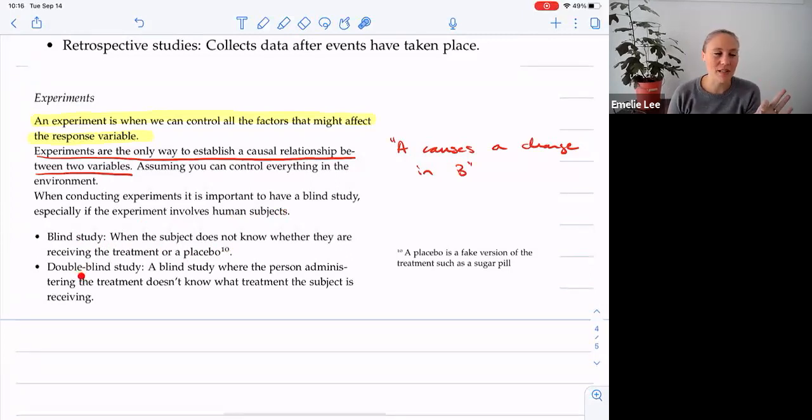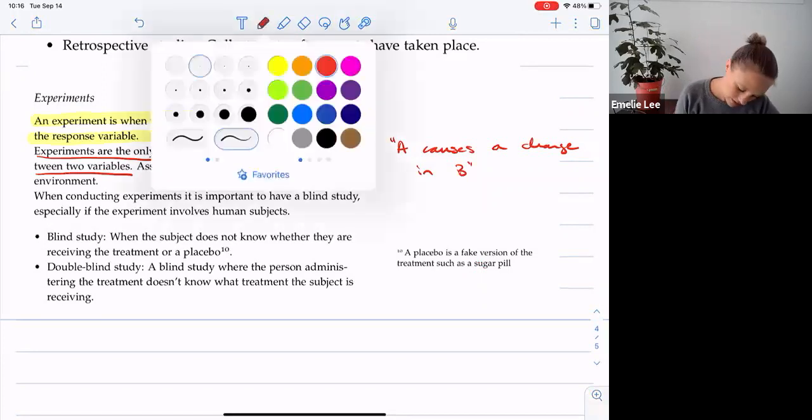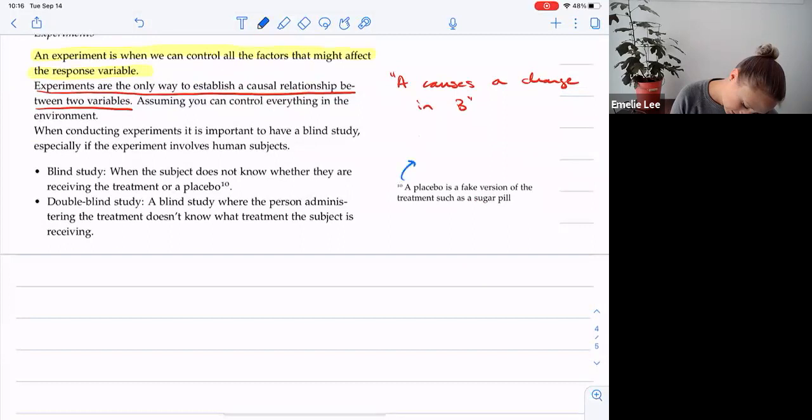Ideally, you would have a double-blind study. Now, a double-blind study is where the nurse also doesn't know what she's giving, right? And the benefit of that is she might be, or they, I should say, they might be treating the subject differently if they know that they're giving the treatment or the placebo, right? And I've got it here, but a placebo, hopefully you are aware, is a fake version of the treatment, like a sugar pill, right? And usually we have the placebo group as a control group. Okay. So the placebo group is the control group.